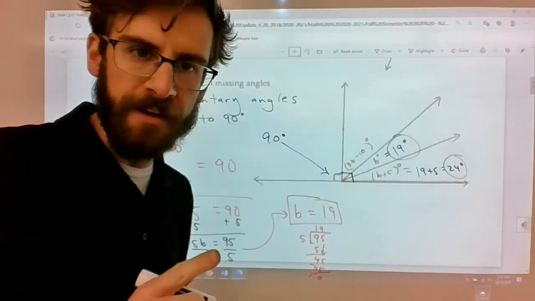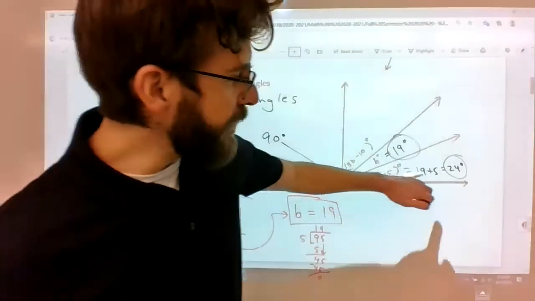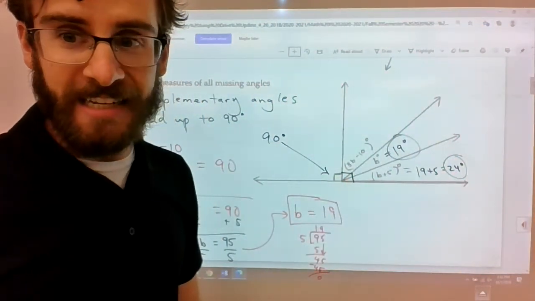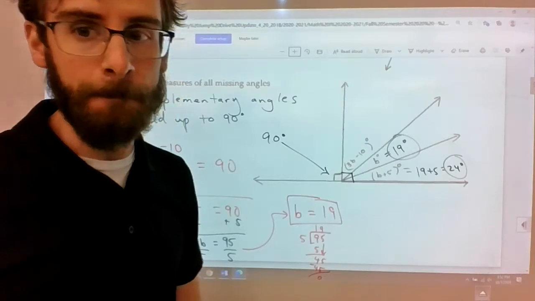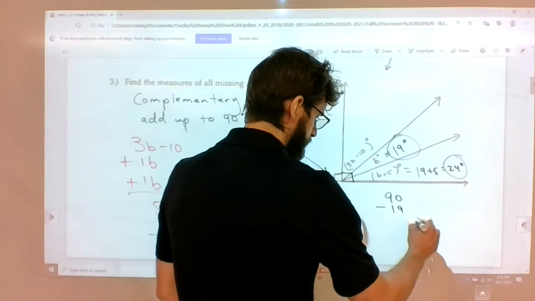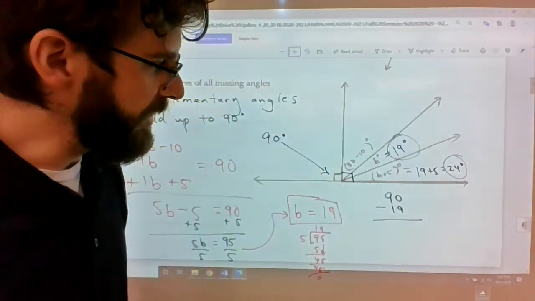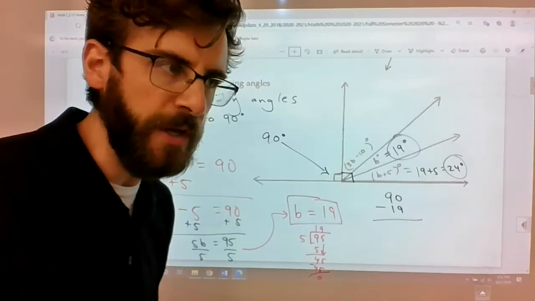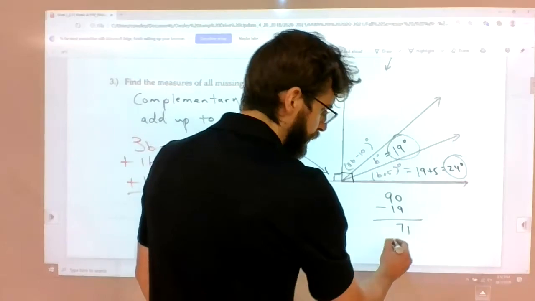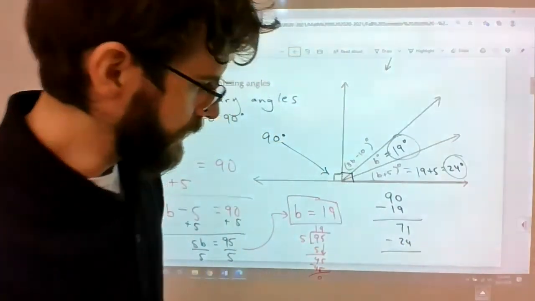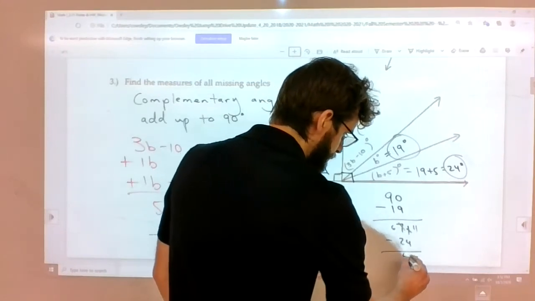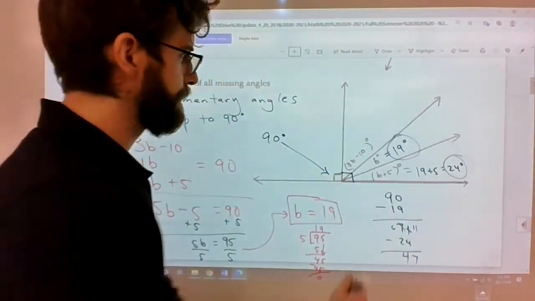And here's an alternate way of solving for the last angle. If we know that these 3 have to add up to 90 degrees, you could just take 90 minus 19 minus 24. So that's almost taking away 20. Taking away 20 would give you 70, so it's 71. Take away 24. 11 minus 4 is 7. It's 47 degrees.